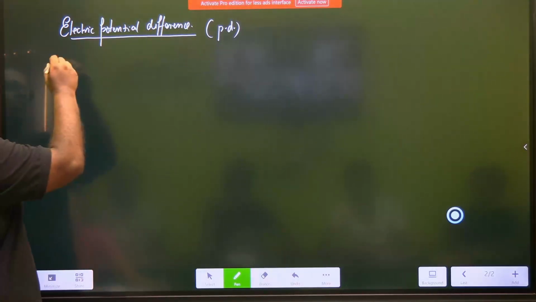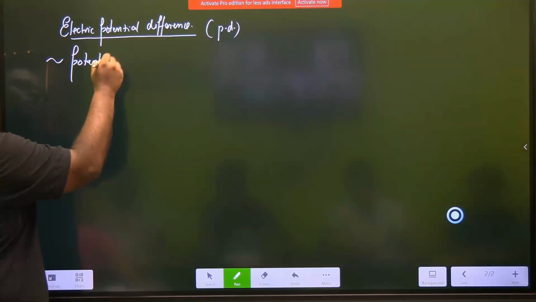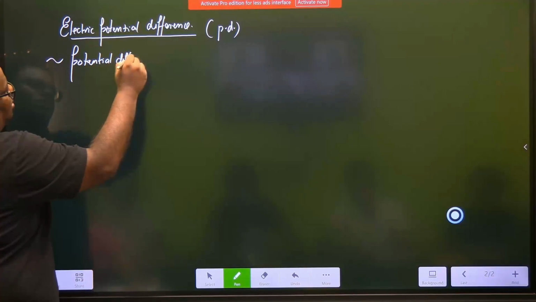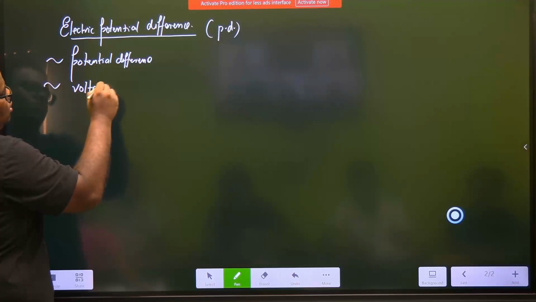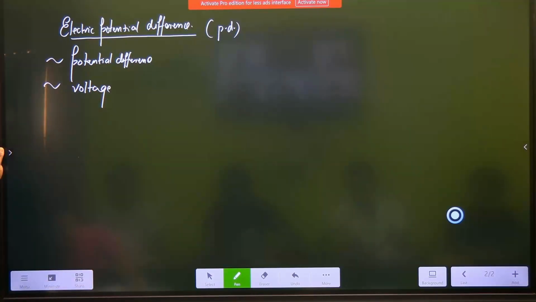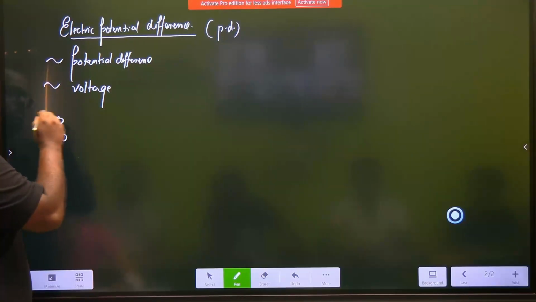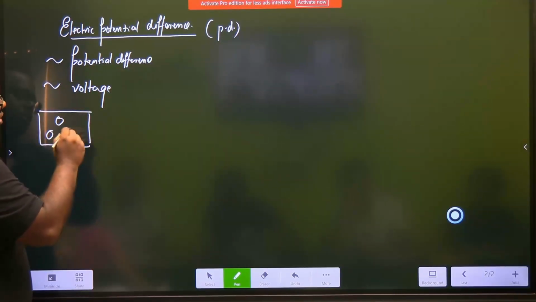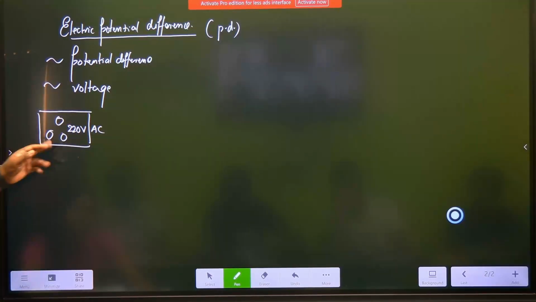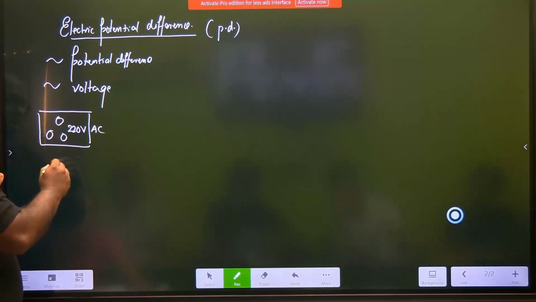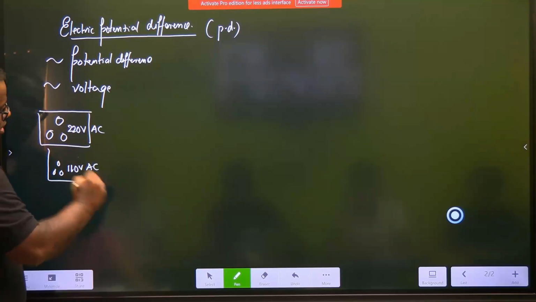So the analogous terms for this in this chapter would be potential difference. Another analogous term that you'll keep on hearing while you do numericals will be voltage. So for common sense, some examples: this is the plug point in India. It will be written 220 volts AC, meaning alternating current. And if this was the same thing in the United States, it will be 110 volt AC.